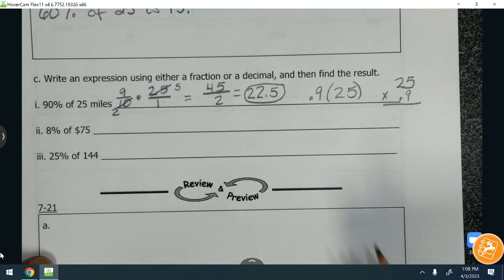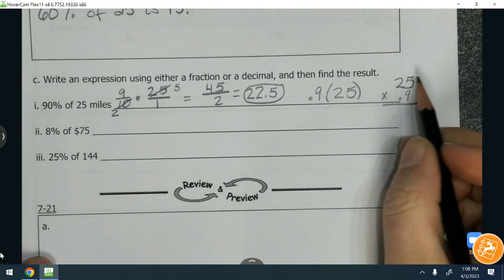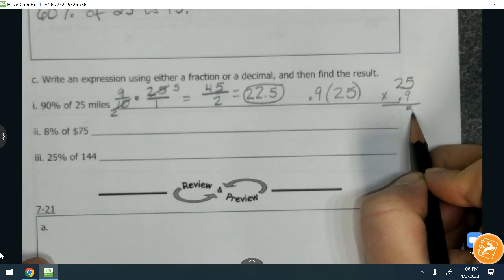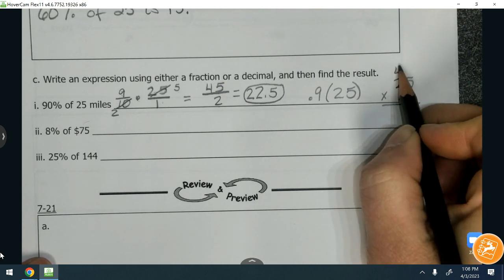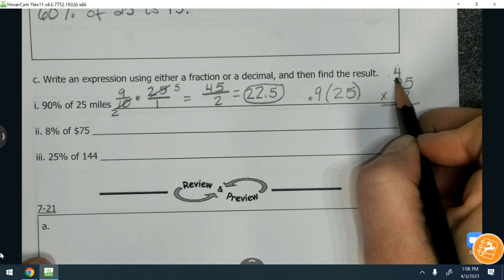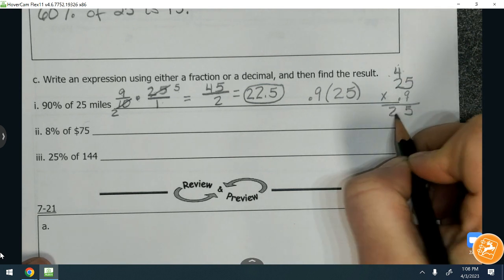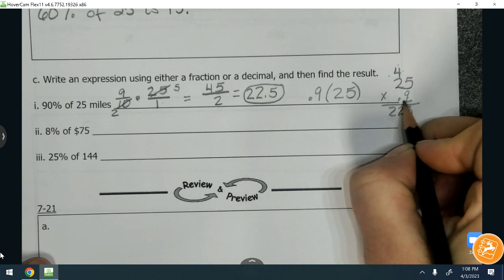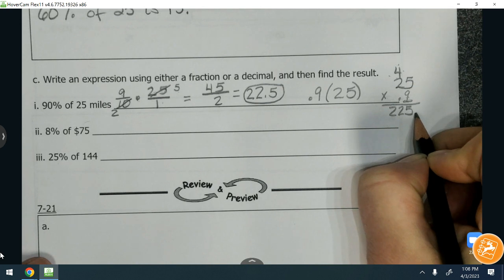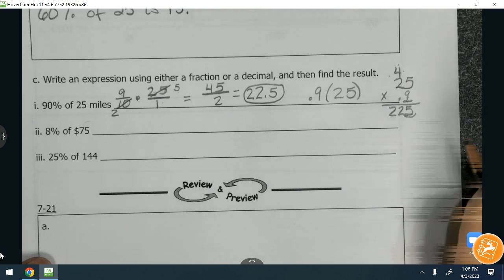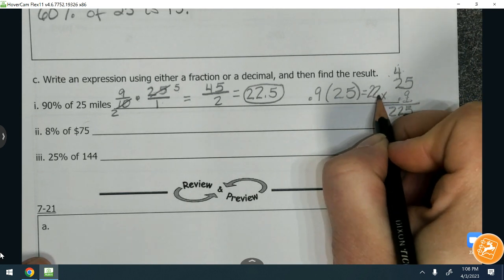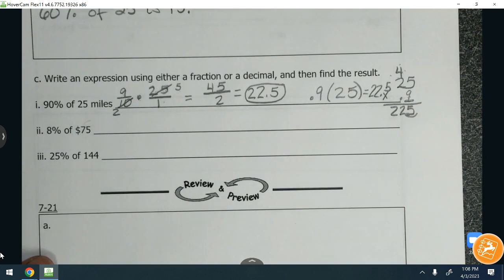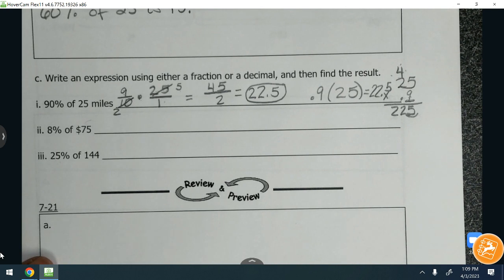Let's see if the light helps a little, maybe. So I have 9 times 5, which is 45. I have 9 times 2, which is 18, plus 4, 19, 20, 21, 22. And then I have 1 decimal spot, so I'm going to move it 1 spot to the left. So I end up with the same answer of 22 and 5/10. I didn't give myself a whole lot of room. Hopefully you gave yourself more room than I did.